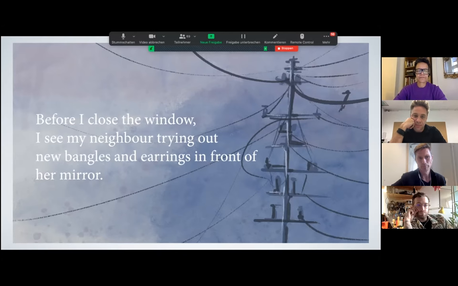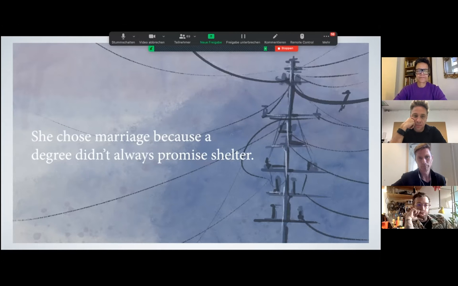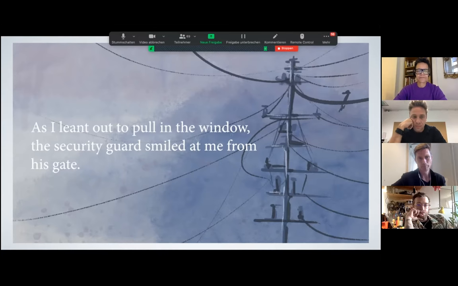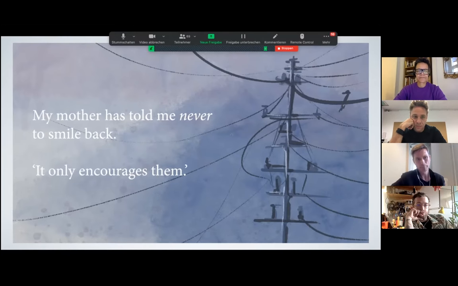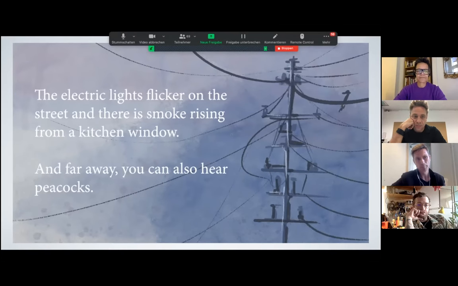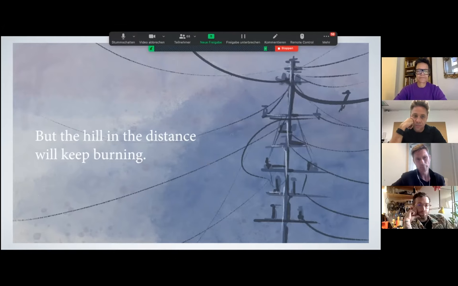Before I close the window, I see my neighbor trying out new bangles and earrings in front of a mirror. She chose marriage because a degree didn't always promise shelter. As I leant out to pull in the window, the security guard smiled at me from his gate. My mother has told me never to smile back. It only encourages them. The electric lights flicker on the street and there is smoke rising from a kitchen window. And far away, you can also hear peacocks. But the hill in the distance will keep burning. It, too, must learn to fend for itself.